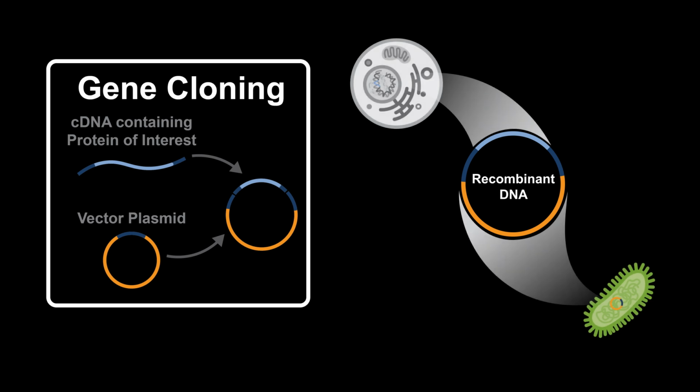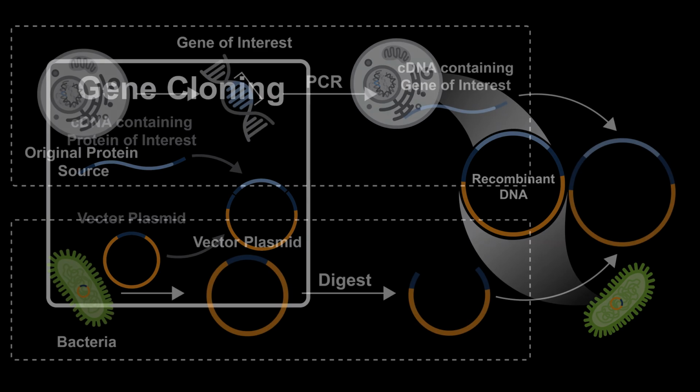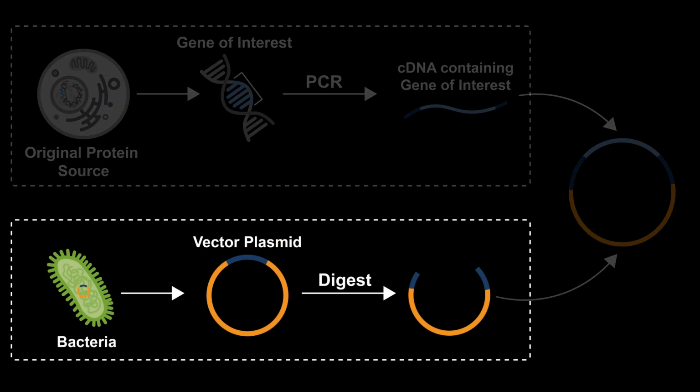Recombinant DNA is essentially artificial DNA created by joining DNA fragments from different sources. During the gene cloning process, small circular DNA molecules called plasmids are removed from bacterial cells. These plasmids serve as vectors that will be used to carry genes of interest that encode our target protein and match the expression system we plan to use.